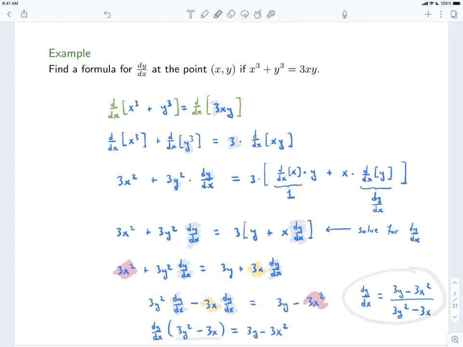And this expression is the formula for the slope of our tangent line at a given x comma y. So we need to know what the coordinates of the point are. If you know the coordinates x comma y, then you can just plug in x and y into this formula and it will give you the slope of the tangent line at that point.